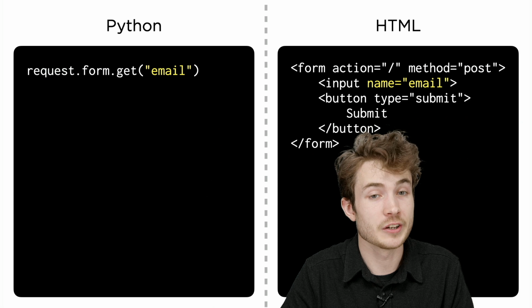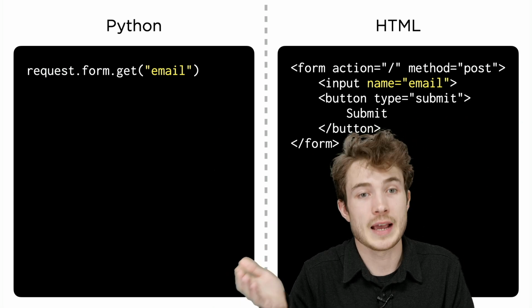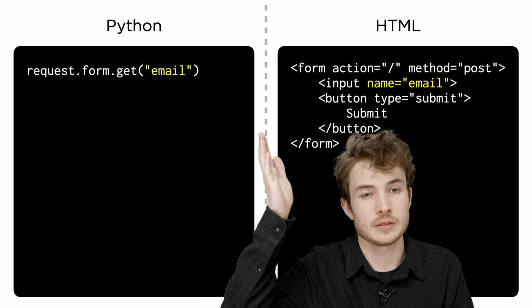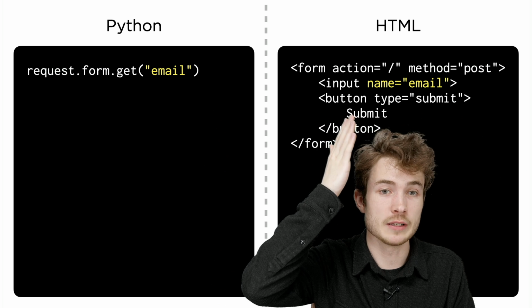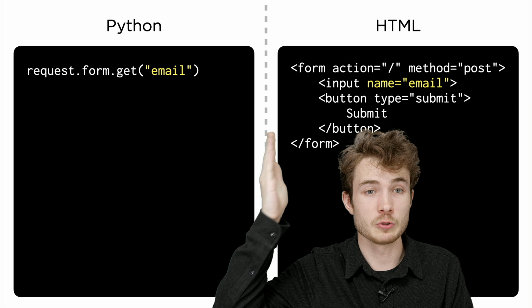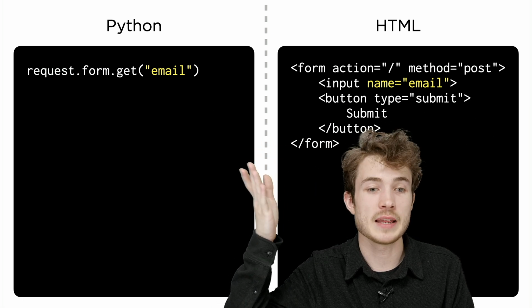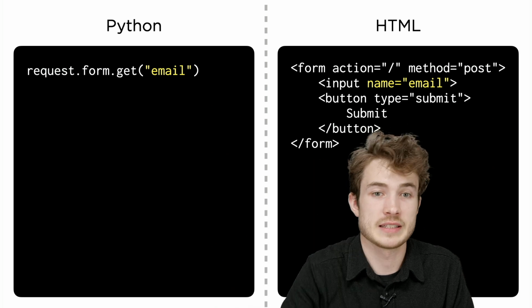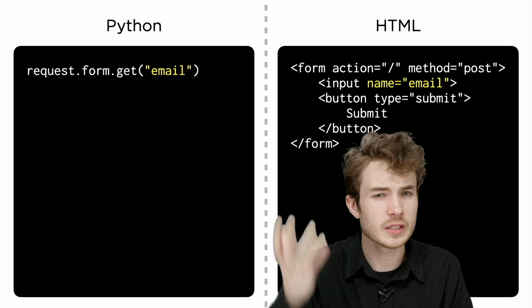So the catch here is that when we use request.form.get, we need to make sure that the name we're requesting, like in this case an email, matches up with the name we give our input. So if the name of this input is email, then we have to use request.form.get and give as an argument that very same name, email, case sensitive, just like that. So let's try it on our own application and see what we can see.